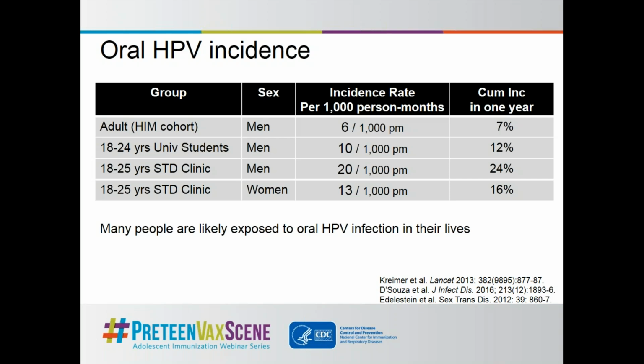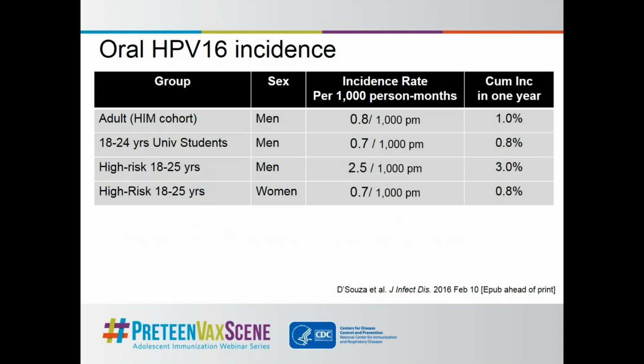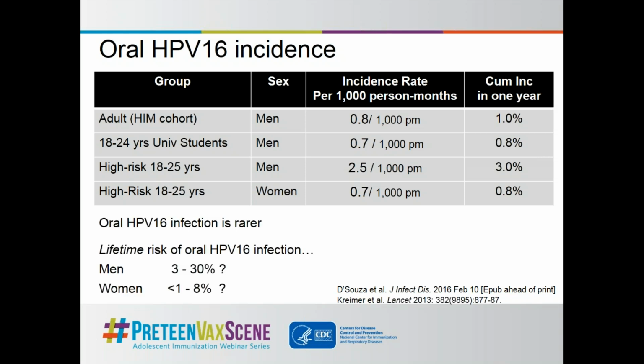But this doesn't mean that everyone is exposed to oral HPV-16. If we look at HPV-16 specifically, you can see that only 1% of the men, 3% if you look at the younger men in the STD clinic, are exposed within 1 year. One of the questions we're often asked is, what are the chances in someone's lifetime of being exposed to oral HPV-16? While we don't know exactly, if around 1% of general population men and around 3% of people in a higher risk category are exposed within 1 year, it suggests that within the lifetime less than half of men would be exposed to oral HPV-16.